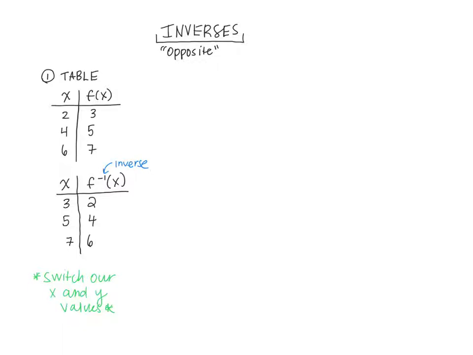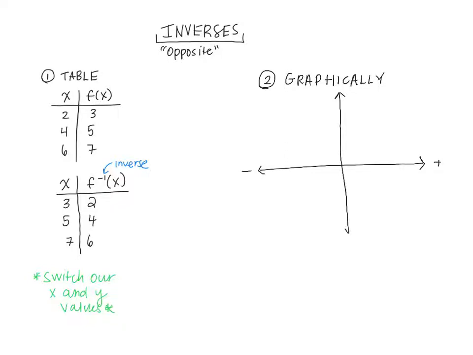All right, the second way that we see this is in our graph. So we see it graphically. So let's take a look at our graph. I have my x-axis, I know, is the one that goes side to side horizontally, negative on the left and positive on the right. My y-axis is what goes vertical. It goes up and down with a negative on the bottom and positive on the top.